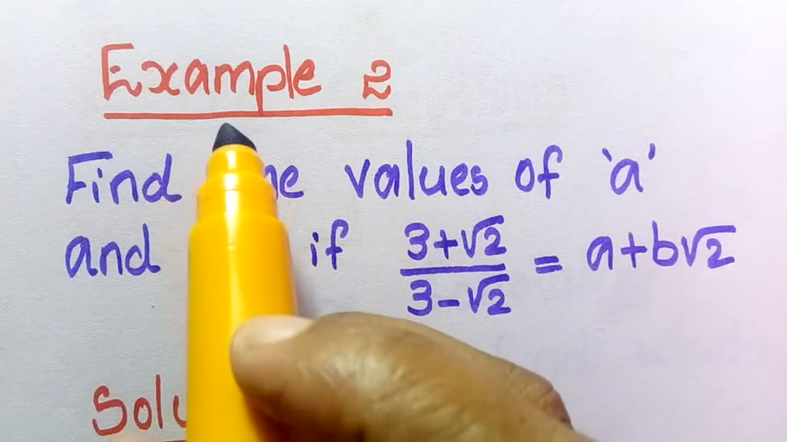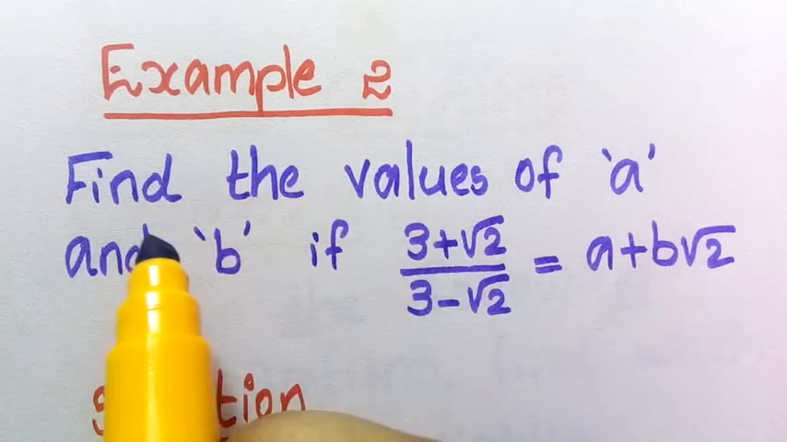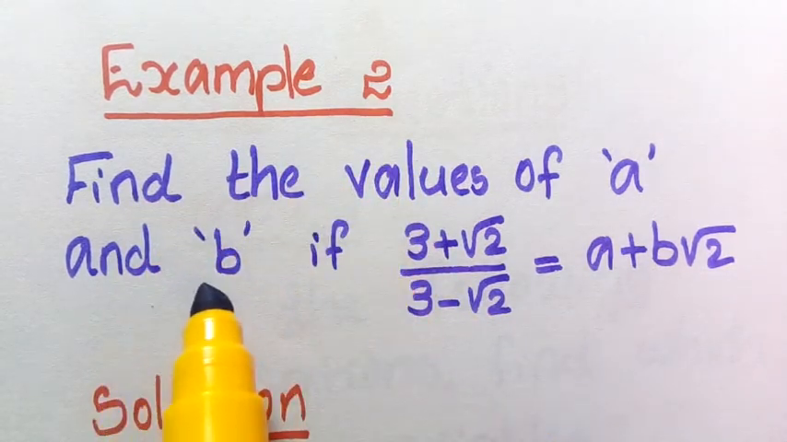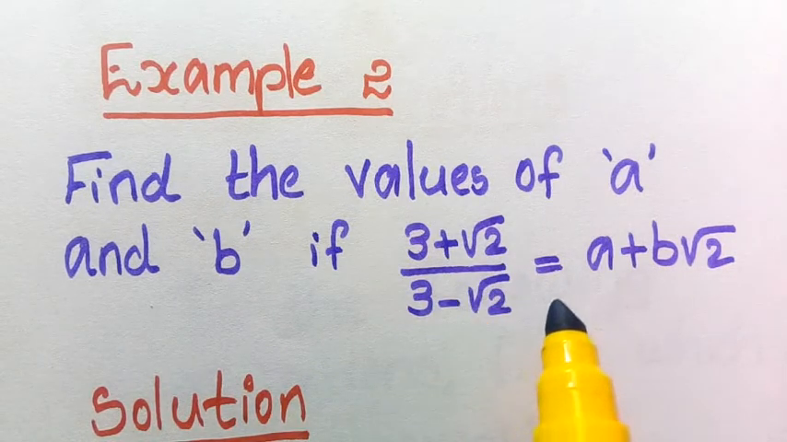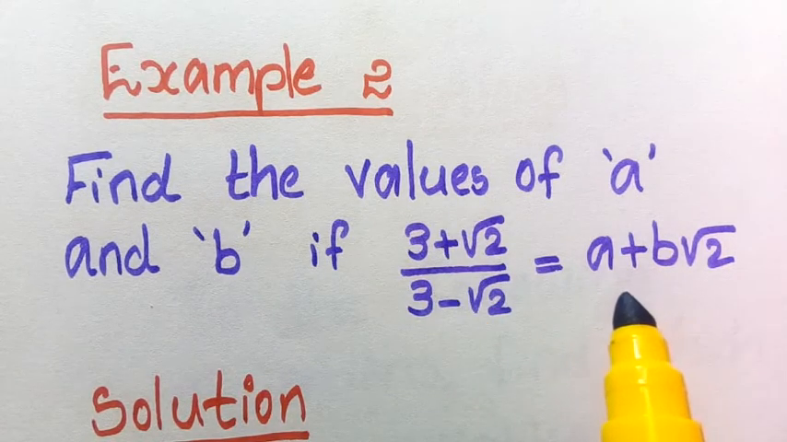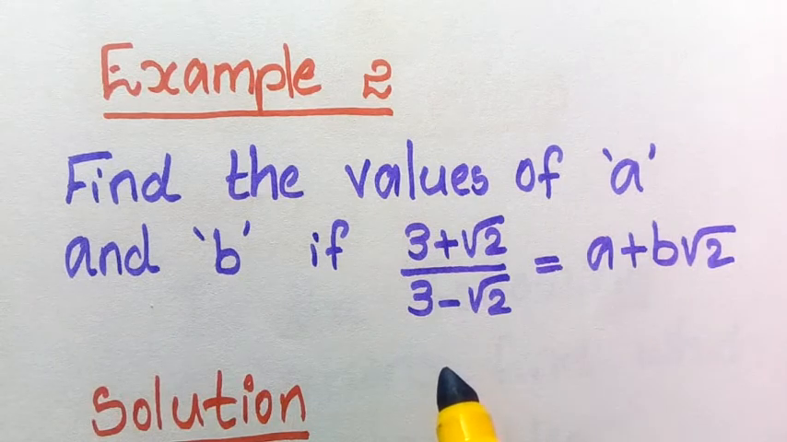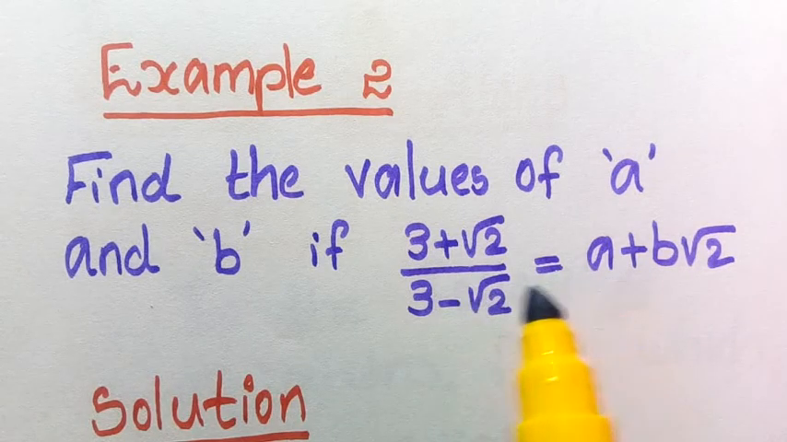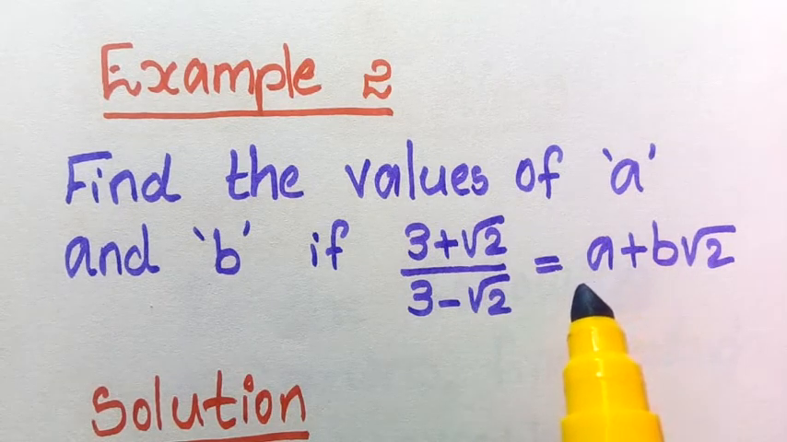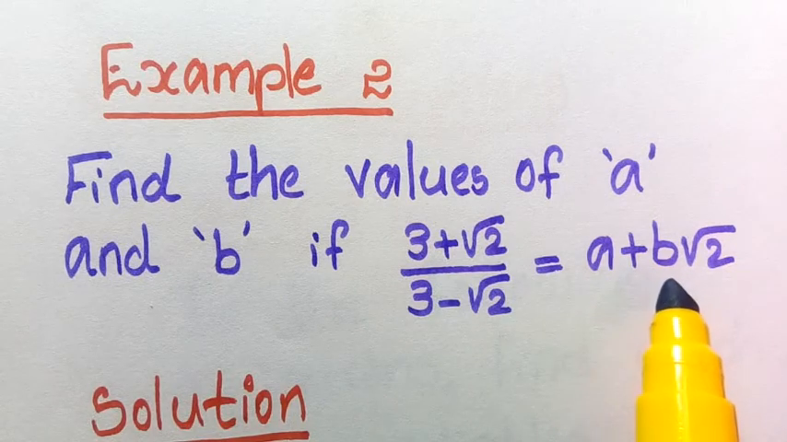Now we will discuss example 2. Find the values of a and b if (3 + √2)/(3 − √2) = a + b√2. Children, do you understand the meaning of the question? Here, given one equation, we need to find the values of a and b. Okay, let us check the solution.